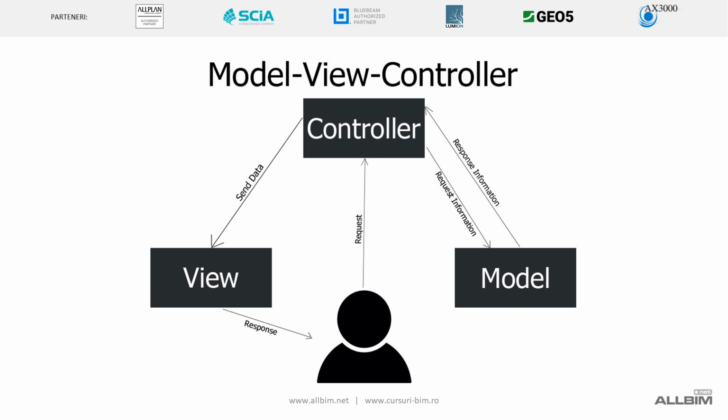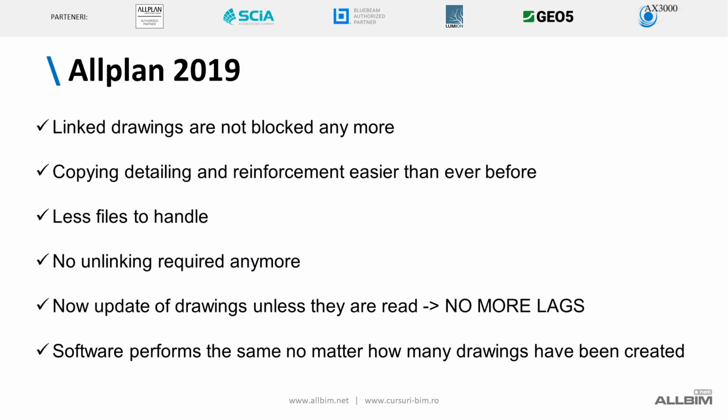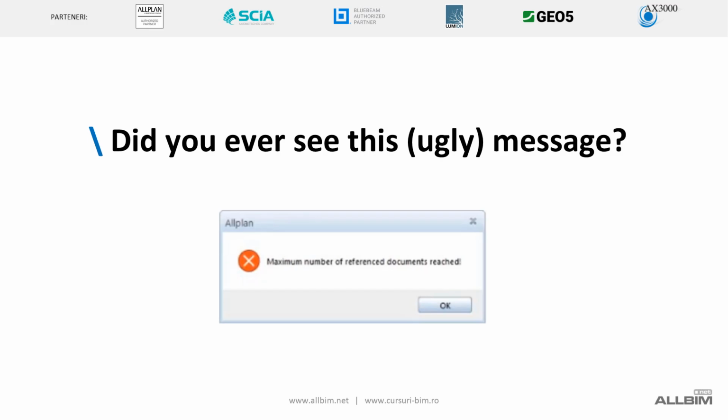How does this change performance? Well, instead of updating all the existing associative views and section when editing an element, you see the updates only when you look at those elements. So this means that the system updates what you need to see and not all that have been created in the project related to those elements. In Allplan 2018, there was a limit of 128 maximum linked drawings. And guess what? You'll never see this error again in Allplan 2019.